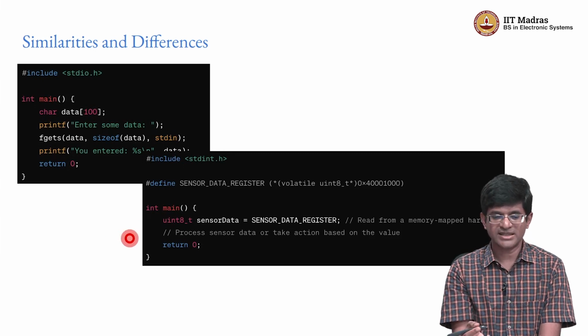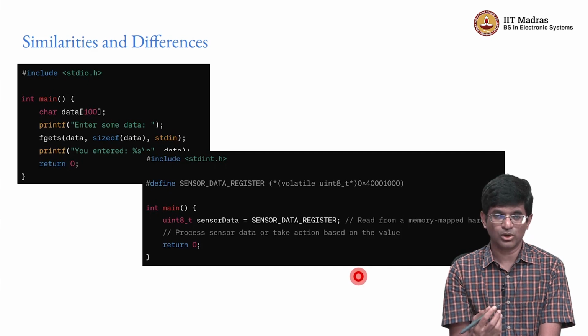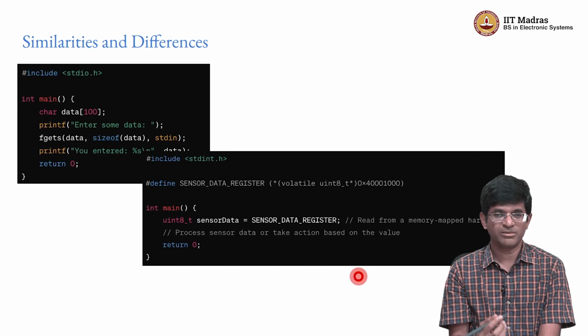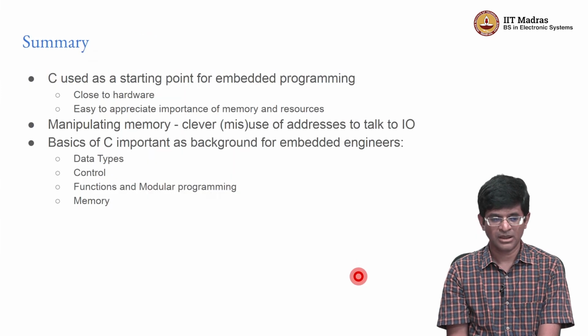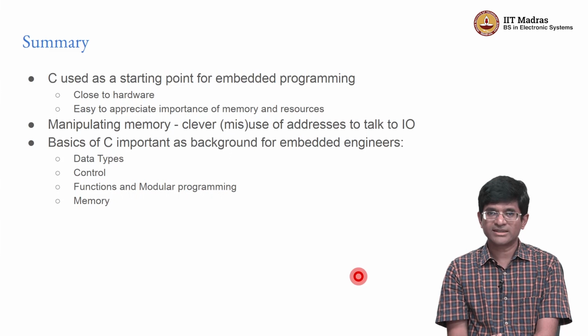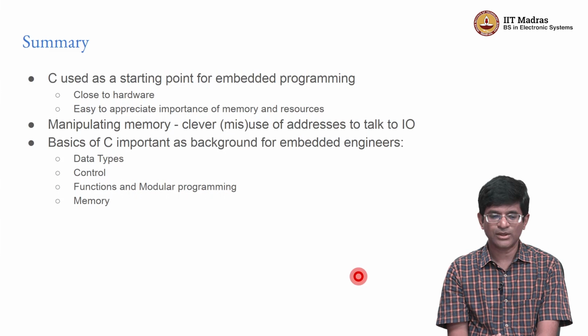So in some sense these are just two examples of what code would look like. Both are C, both are valid C code. One of them is targeted more at an embedded system, the other is targeted at a general purpose C programming environment. So to summarize this portion, C is often used as the starting point for embedded programming. It's close to the hardware and it's easy to appreciate the importance of memory and resources when you use a language like C.